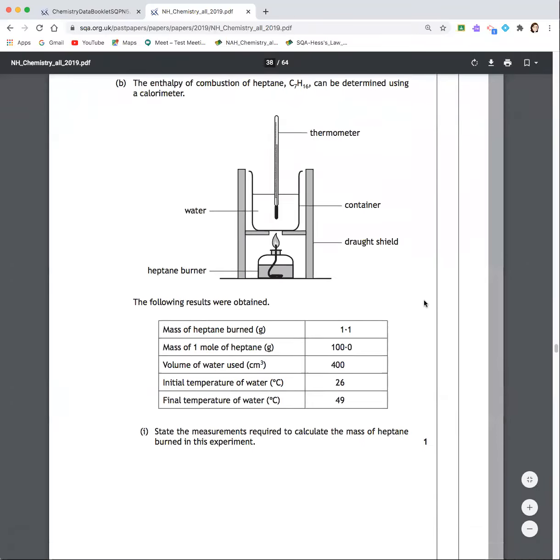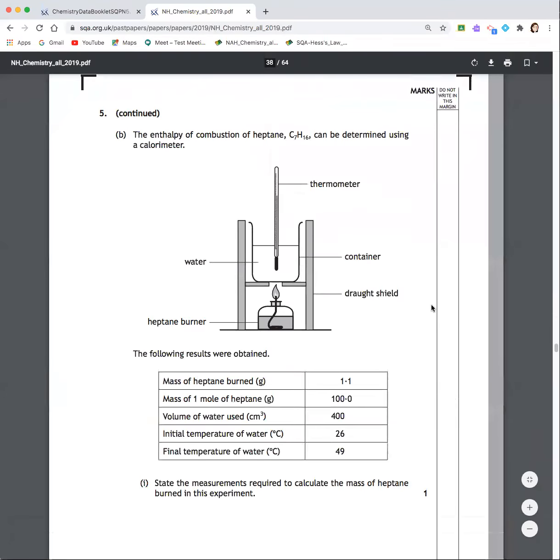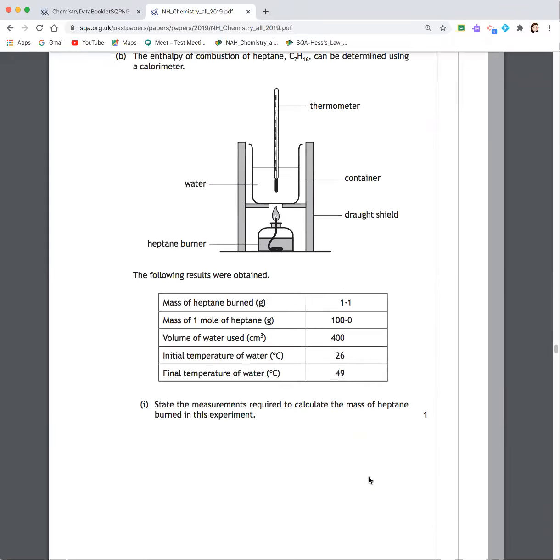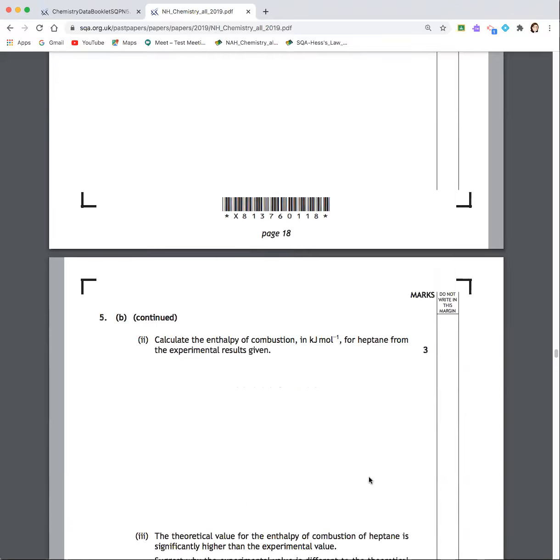Then 5b, state the measurements required to calculate the mass of heptane burned in this experiment. In these experiments, you need to weigh the heptane burner before the experiment and weigh the burner after. You have to specifically say you're weighing the burner because you can't weigh the heptane without the burner. So just make sure you don't make that mistake.